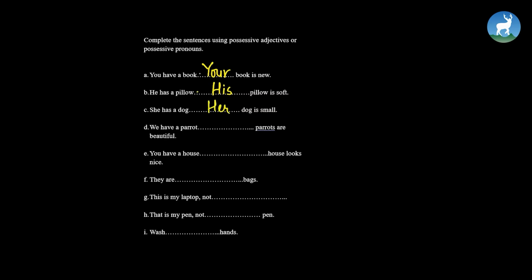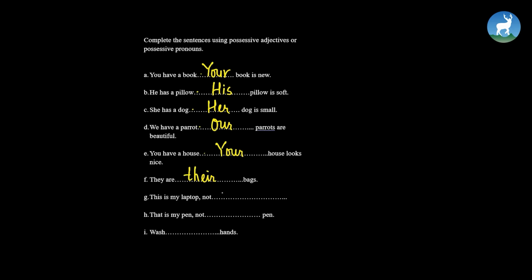Let's not forget giving full stops here. We have a parrot. Dash parrots are beautiful. Our. You have a house. Dash house looks nice. Your house looks nice. They are dash bags. They are their bags. Or it could be our bags, right?